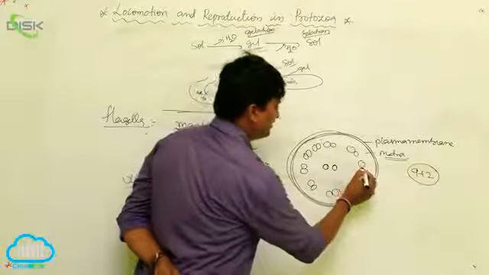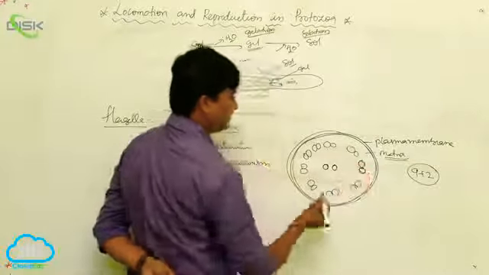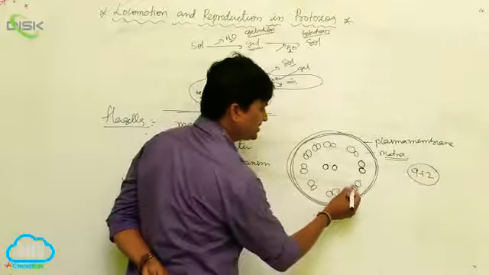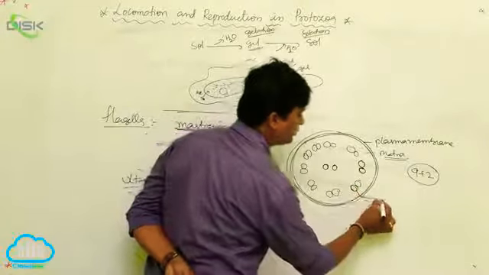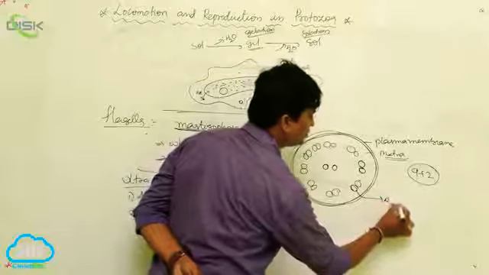Here we are seeing this doublet. The first part of this doublet, the outer part, we call the A tubule.